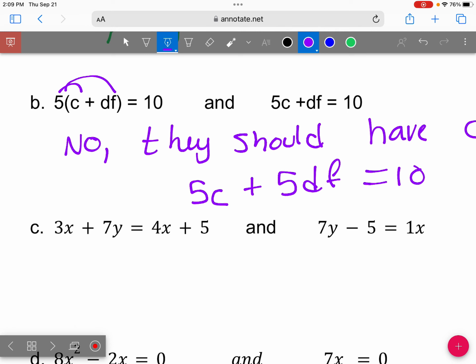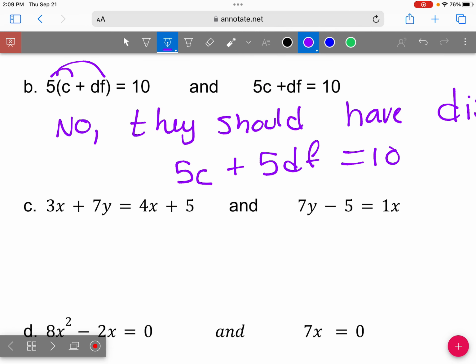All right, let's look at C. What did they do? They moved the 5. They subtracted 5 from both sides, right? What else did they do? They minused 3x from both sides. Are we allowed to do both of those things?